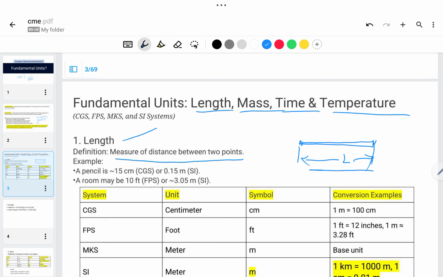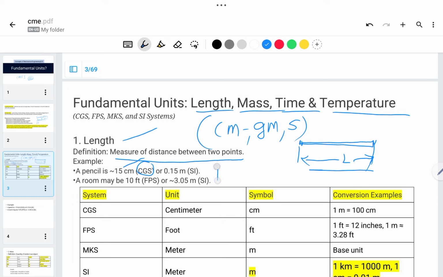So here, if it is 15 centimeter, then in the CGS it will be 15 centimeter. You are measuring centimeter, gram, seconds. Okay, CGS means centimeter. Mass you will measure in gram and time you will measure in seconds. So that's why it is called centimeter, gram, second, that is the CGS system.